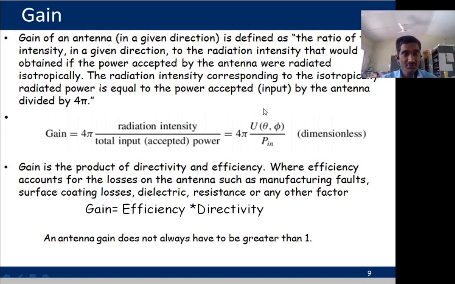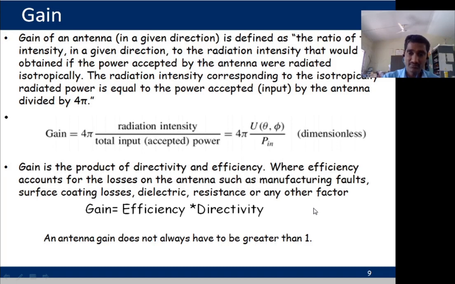The next important parameter of the antenna is the gain. It is not the same as transistor gain. This parameter is again related to the directivity of the antenna, and it is defined as the ratio of the intensity in a given direction to the radiation intensity that would be obtained if the power accepted by the antenna were radiated isotropically. Mathematically, it is given by G = 4πU(θ,φ) / P_in.